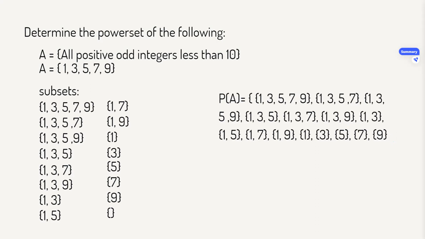Therefore, the power set of A is the following: 1, 3, 5, 7, 9, 1, 3, 5, 7, 1, 3, 5, 9, 1, 3, 5, 1, 3, 7, 1, 3, 9, 1, 3, 1, 5, 1, 7, 1, 9, 1, 3, 5, 7, 9.